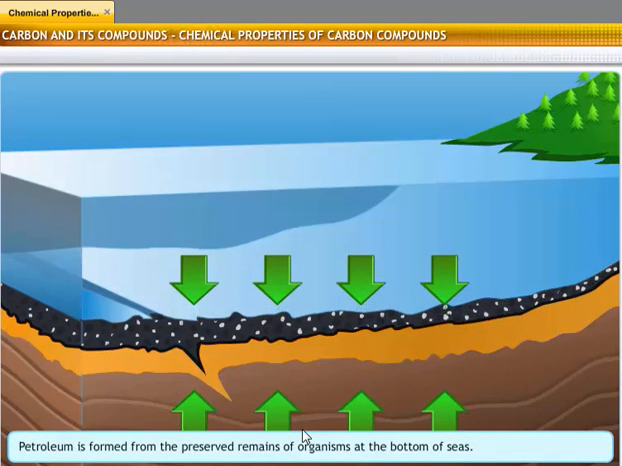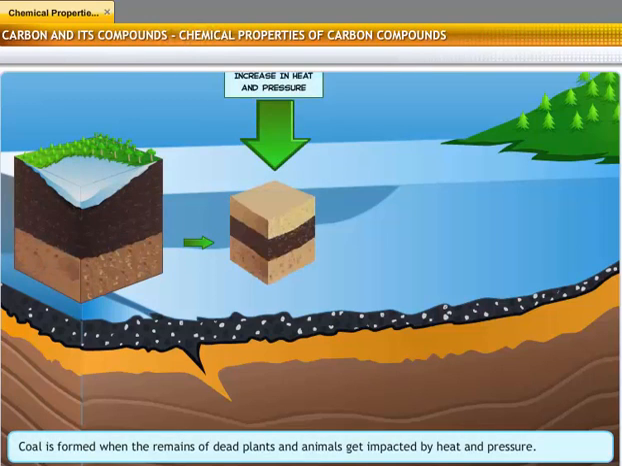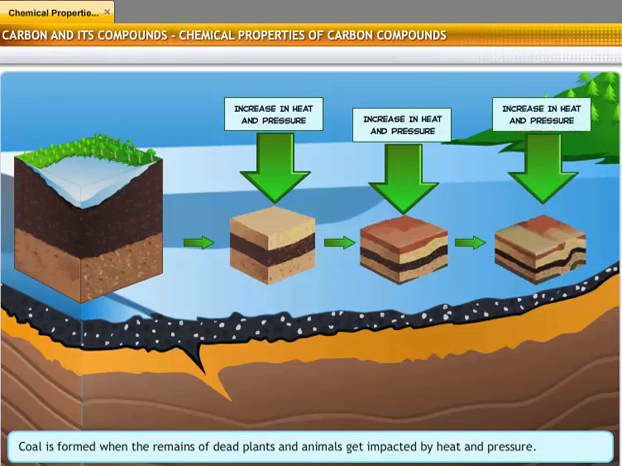Petroleum is formed from the preserved remains of organisms that settled at the bottom of seas. Over time, this organic matter mixed with mud and got buried under heavy layers of sediments. The resulting heat and pressure caused the organic matter to change chemically. Coal is formed in the same way when dead plants and animals on Earth get impacted by heat and pressure.